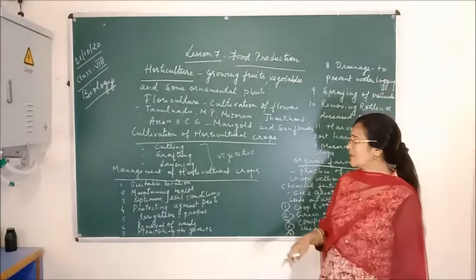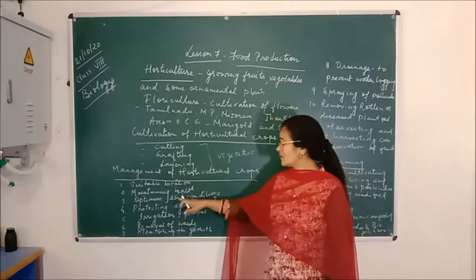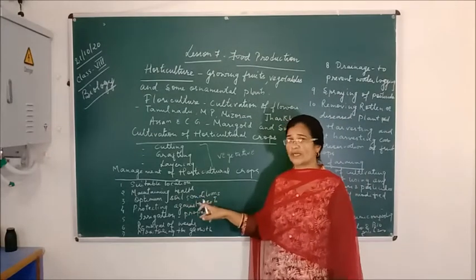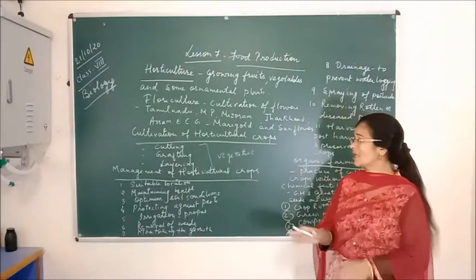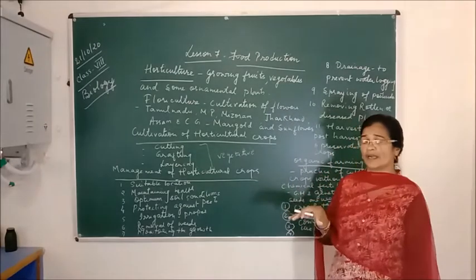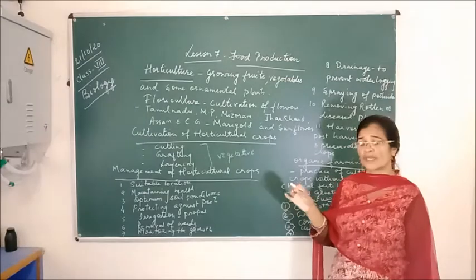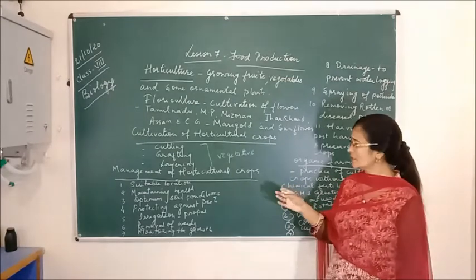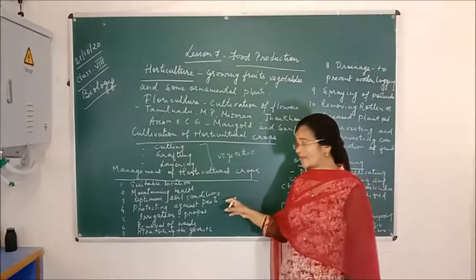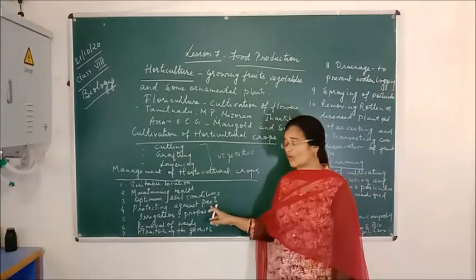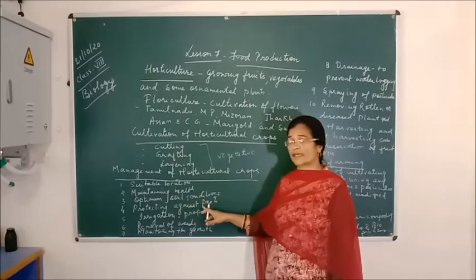The third main important point is the optimum soil condition. Optimum soil condition means the soil should be neither acidic nor basic. It should be in such a condition that it is best suited for the horticultural crops. And these crops should also be protected from pests. So the fourth point, we'll discuss protecting against pests.